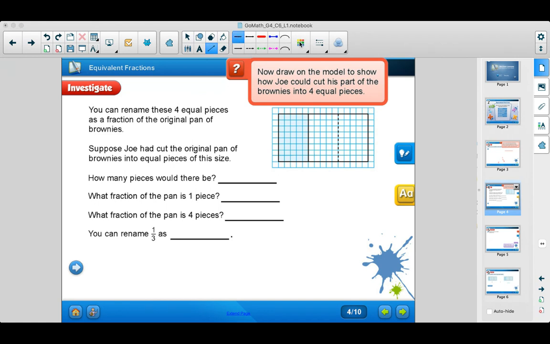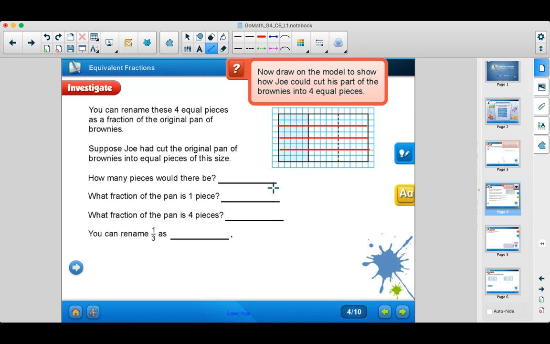So let's do that. So 1, 2, 1, 2, 1, 2. So as I said, whatever you do to the one piece, you have to do to all the pieces. So now he has his brownie in 1, 2, 3, 4 equal pieces.